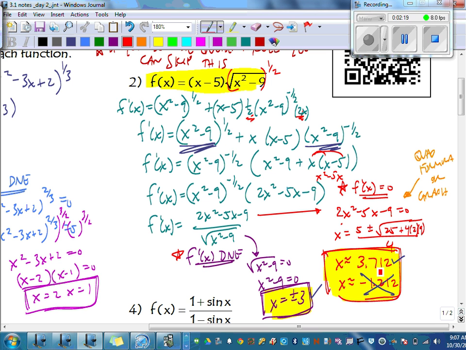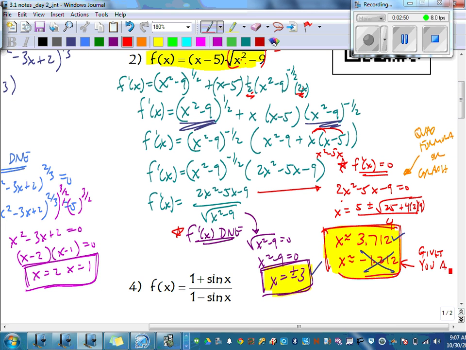Over here, if we put 3.712 in for x, well, 3.712 squared is going to be something bigger than 9. Minus 9 will be positive. Something positive, we can take the square root of. But if we put negative 1.2 in here and square it, we're going to have some number smaller than 9. So when we subtract 9 from that number, we're going to end up getting a negative under the square root. Right, so that one gives you a negative under the square root in f of x.